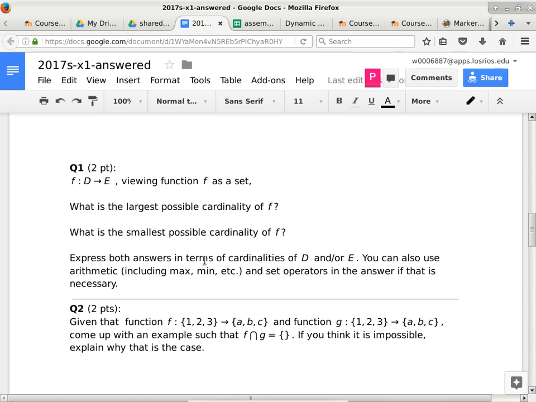Express both answers in terms of cardinalities of D and or E. You can also use arithmetic and set operators in the answer if that is necessary. So you can use addition, max, min, multiplication, and all kinds of crazy stuff like that. Okay, so what do you think is the answer to this one? What is the largest possible cardinality of F?